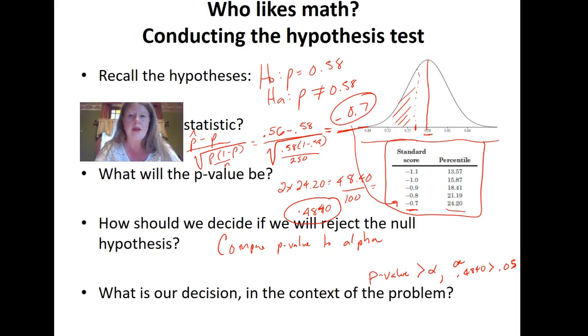So when we say putting it in the context of the problem, think about what the original claim is, and try to write a sentence where you tell us whether you're supporting that claim or not and why. We're supporting it because we got a large p-value. We don't have enough evidence against it. But again, that doesn't mean we're saying it's true. We just cannot reject it.